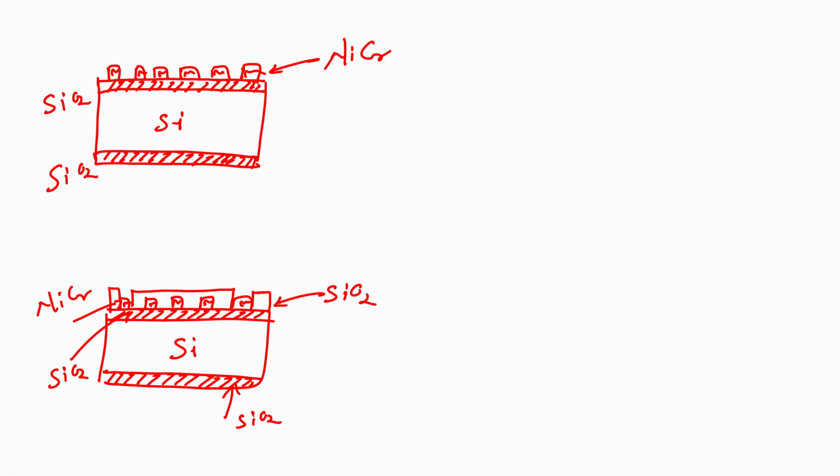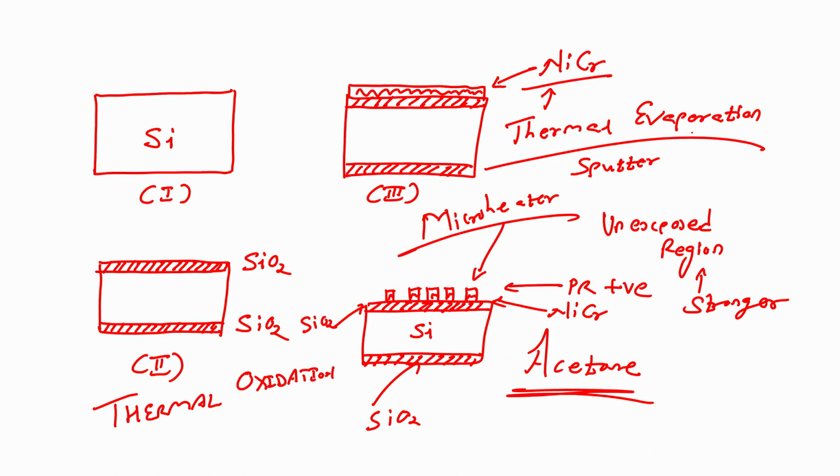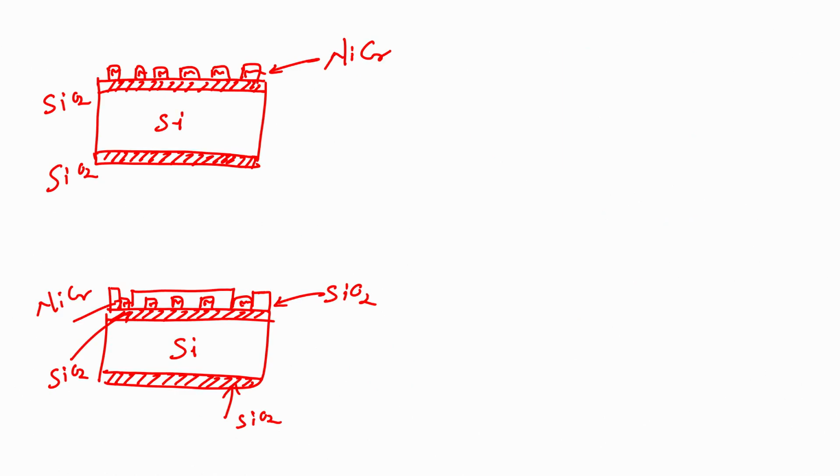What is the next step? See, now where are we? If I show it to you here, this is silicon dioxide, and this one is silicon dioxide, this is my heater. Now, on the silicon dioxide I want to have a sensing layer and electrodes. So, the next step is I will deposit a metal. Let me have the pattern for the metal as XX.